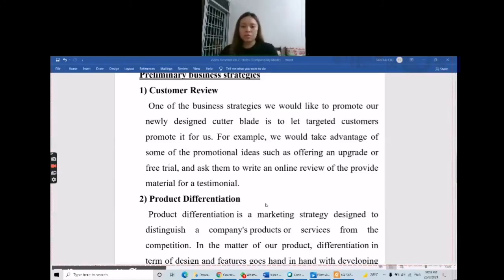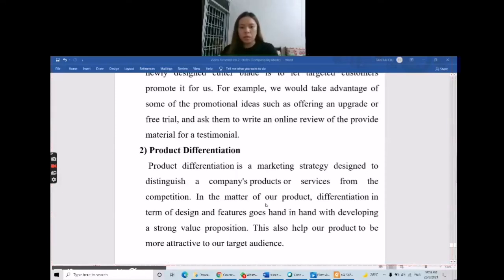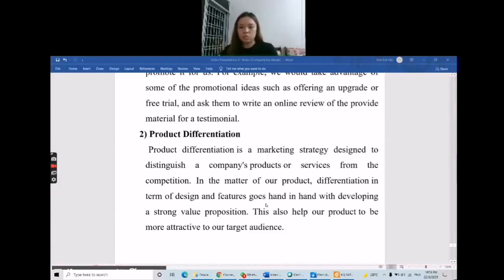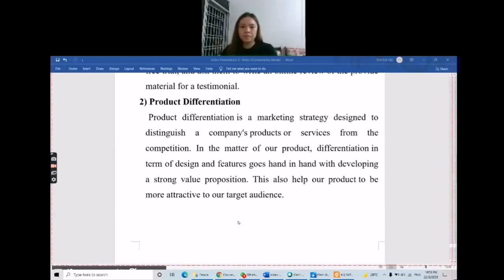Second is product differentiation. This is a marketing strategy designed to distinguish a company's product or service from the competition. In the case of our product, differentiation in terms of design and features goes hand in hand with developing a strong value proposition. This also helps our product to be more attractive to our target audience.